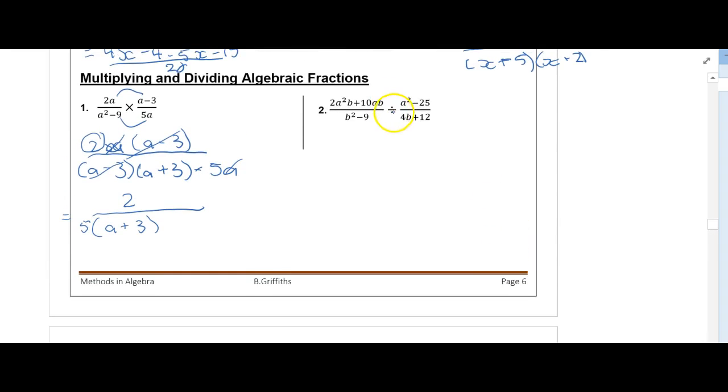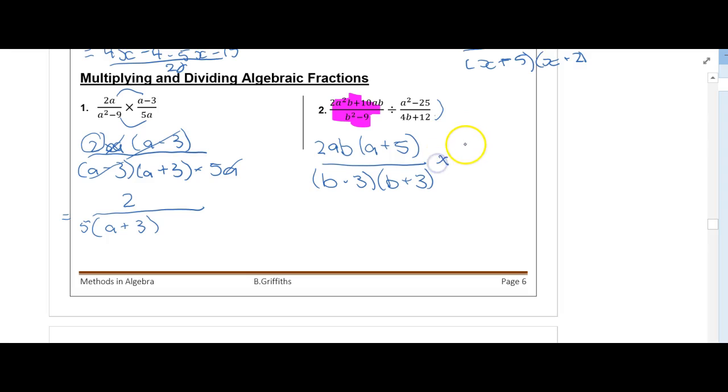When I'm dividing, I reciprocate the second and multiply. I'm going to do that. I'm going to say 2ab. I'm going to take out a common factor here while I'm going. And this is b minus 3, b plus 3. So I've just factorised this equation here.